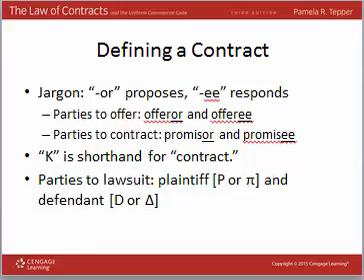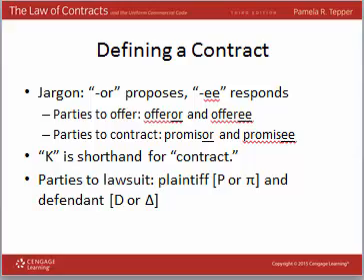Okay, you know there's no way around it. In every class we have to learn the jargon. When we're talking about contracts, one thing you should know is K. The letter K is shorthand for contract. You may see that in documents going back and forth between you and the attorney. Parties to a lawsuit, you can use the letter P or the Greek alphabet letter pi, and defendant is either D or the Greek alphabet letter delta.